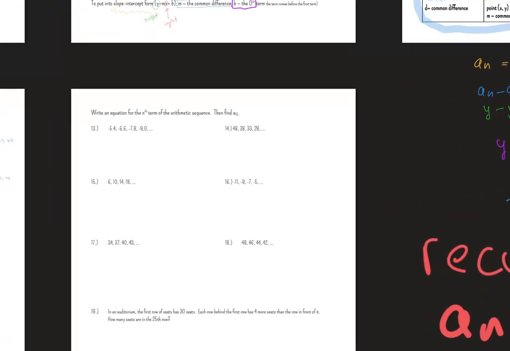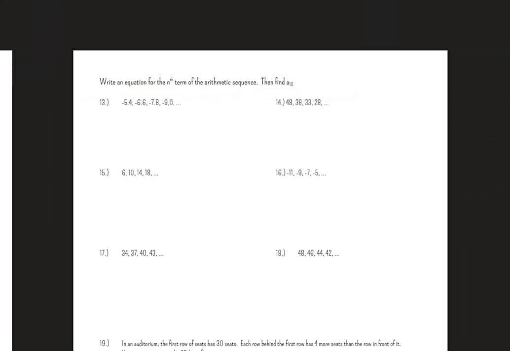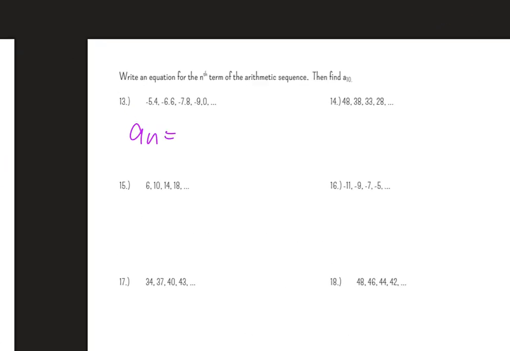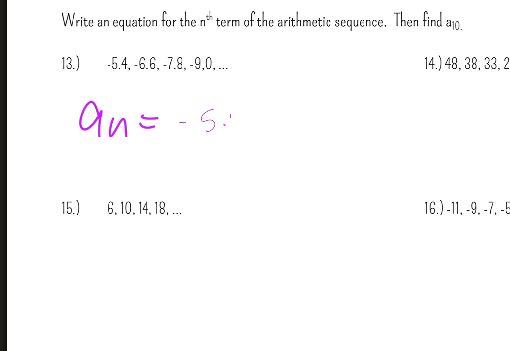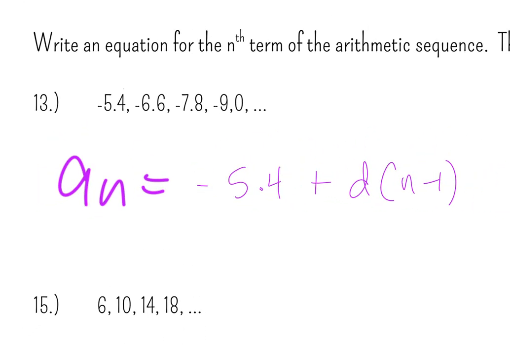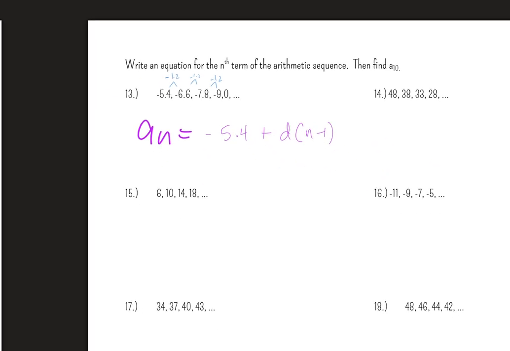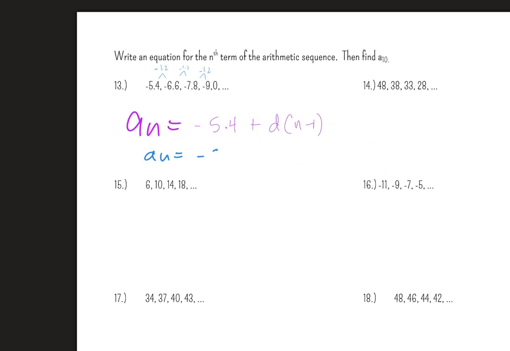Okay, so a sub n is going to equal, what do we say again? The first term, so negative 5.4, plus the common difference times n minus 1. Okay, so what's our common difference? Well, looks like we have gone down by 1.2, down by 1.2, down by 1.2. So again, our a sub n equals negative 5.4 minus 1.2 times n minus 1.